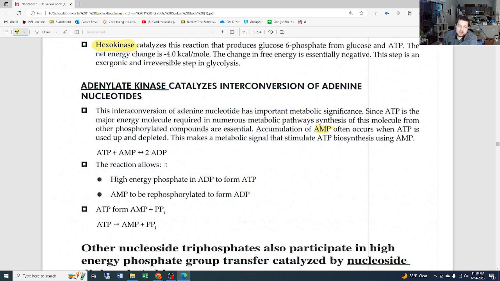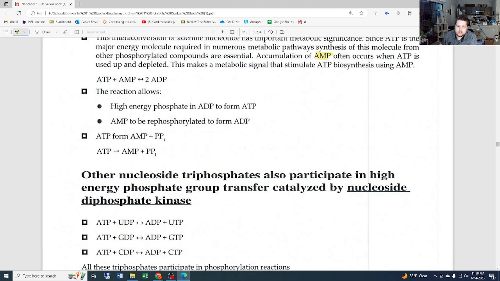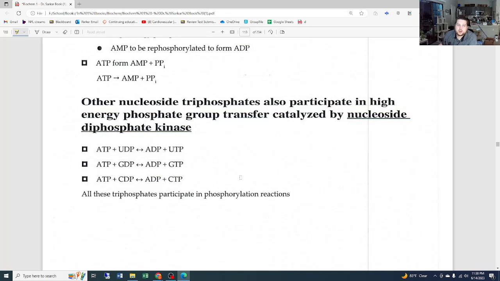So the reaction allows high energy phosphate in ADP to form ATP, and AMP to be rephosphorylated to form ADP. ATP forms AMP plus those additional 2 phosphates. So these 2 can be broken off and energy is released. We'll get a lot more into ATP later on.